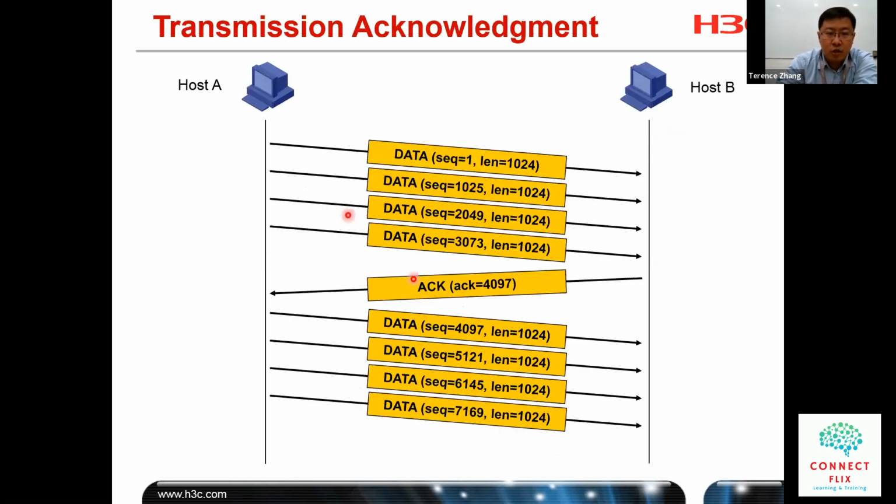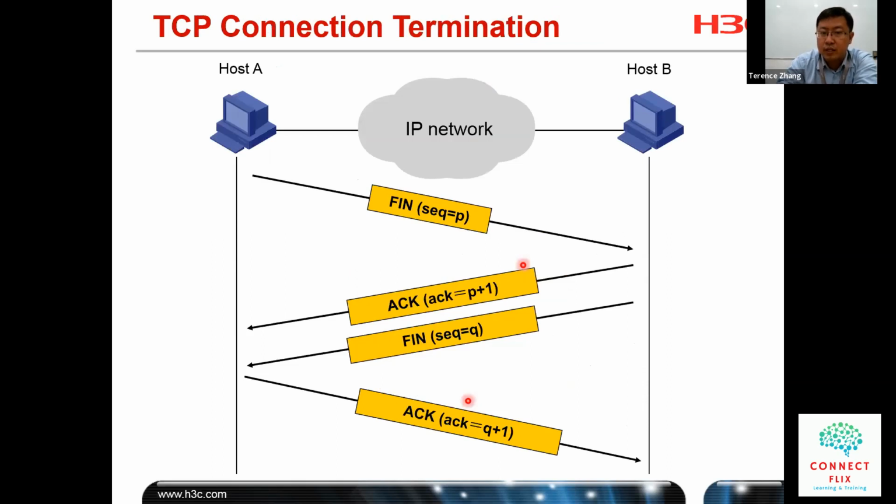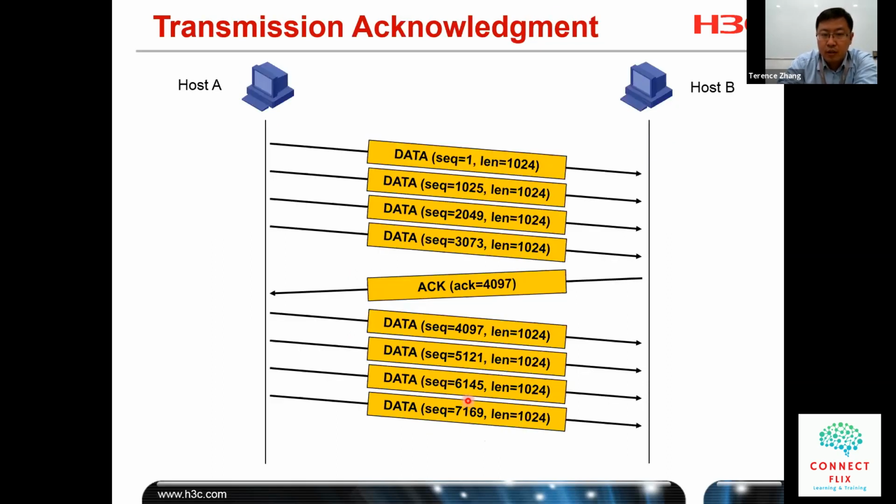And then transmission acknowledgement, how to confirm the data transmission by TCP. On the last page, we already built the connection. And then after building the connection, the data needs to be transferred, right? So the data transmission is the second stage. The first stage is building the connection. The second stage is to transmit the data. During the data transmission, there is also acknowledgement. So it's like this: host A sends data with a data length of 1K.